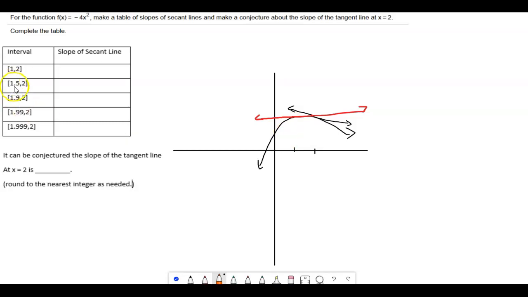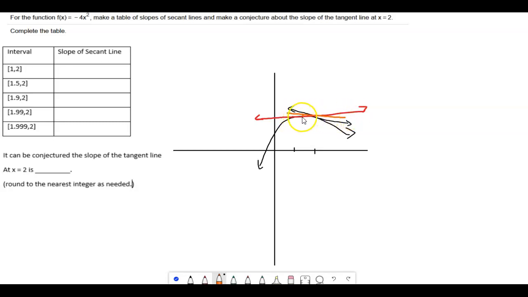But then we're going to go closer, and we're going to keep the same x value of 2, but now instead of 1, we're going to look at 1.5. Now we're going to look at this point and the 2. And notice that we should start to be getting a little bit closer to the slope of our tangent line.